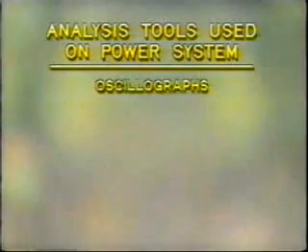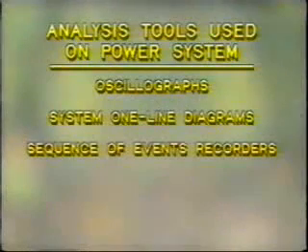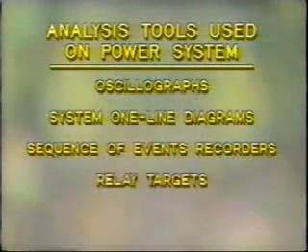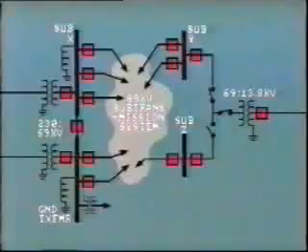In this segment, we'll be looking at the most common analysis tools which are used to investigate faults and other disturbances on the power system. These are oscillographs, system one-line diagrams, sequence of events recorders, relay targets, DC schematic diagrams. By correlating the one-line diagram with the oscillograph traces, we can usually reconstruct what happened and consequently analyze the fault.